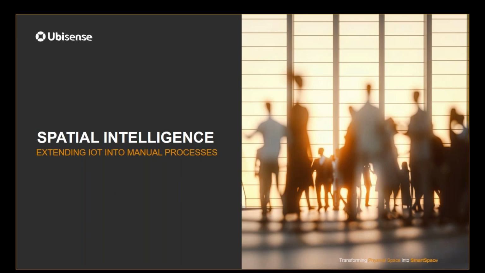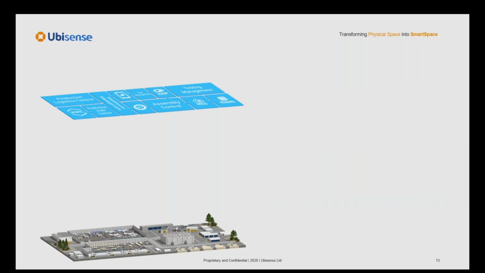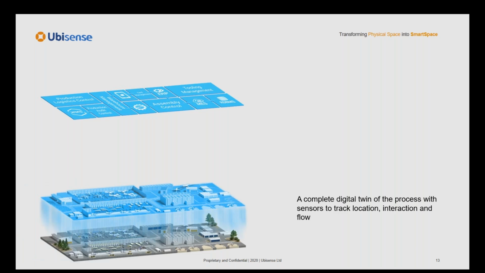Now let's discuss a little bit about the concept of spatial intelligence. This is how we want to extend, or how we augment, IoT into manual processes. What you see at the bottom is the physical world. Usually the first step to digitize is to put a sensing layer, where we will track the location of things. We will also aggregate existing IoT data. And this will give us a full picture, a complete digital twin of your real world processes.